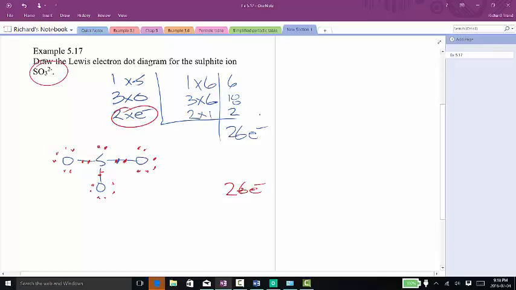So I have to put that information back in the picture. You do that by drawing square brackets around the polyatomic ion in your Lewis electron dot diagram and put the charge there, 2-. That's how you draw the Lewis electron dot diagram for this particular polyatomic ion.